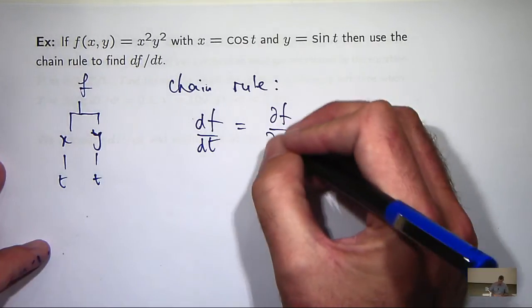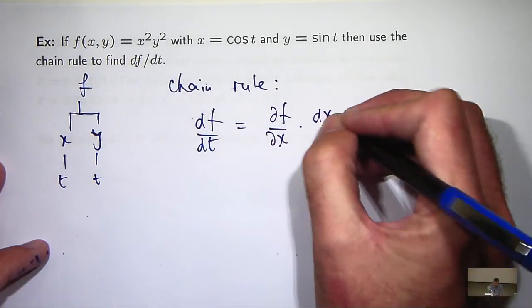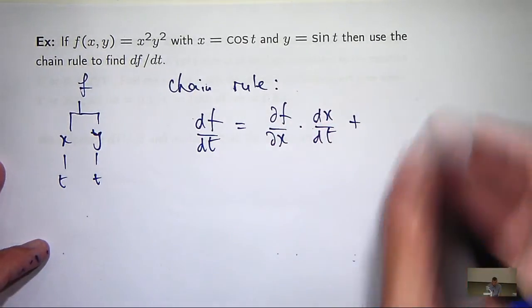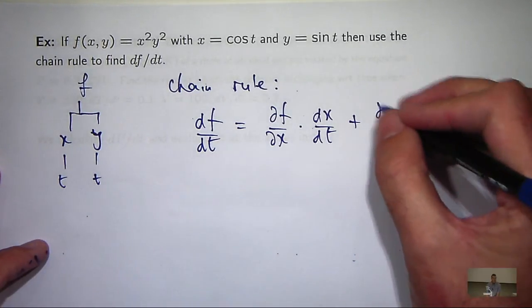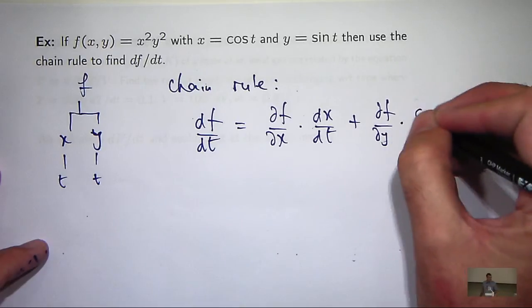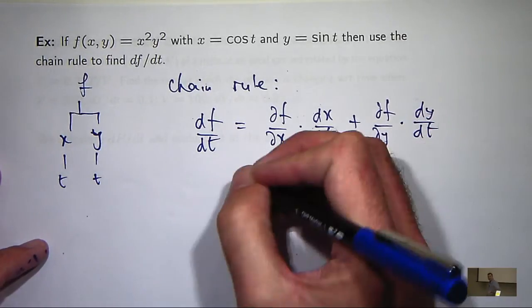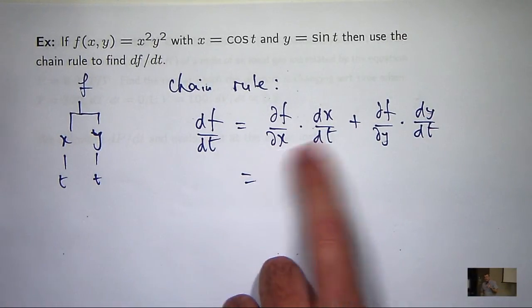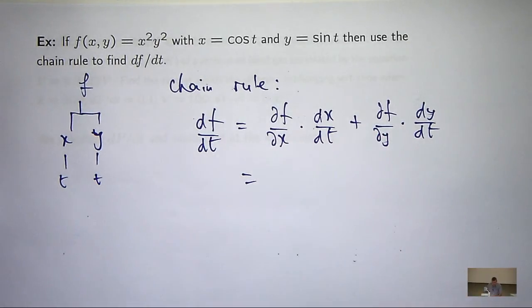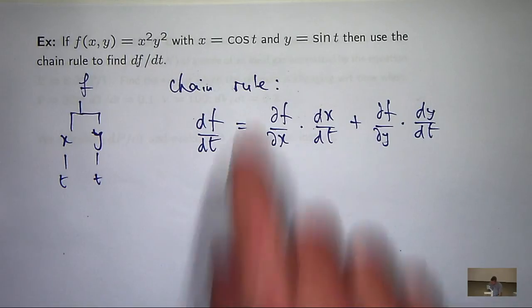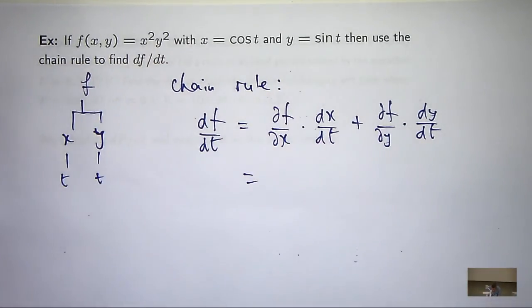Now, yes, I know you can just plug these in and differentiate. I would do the same thing, but we're setting ourselves up for the next example here. So df dx, what's that going to be? It's going to be 2xy squared. Dx dt is going to be minus the sine t. Df dy is going to be 2y x squared. And dy dt is going to be cos t.